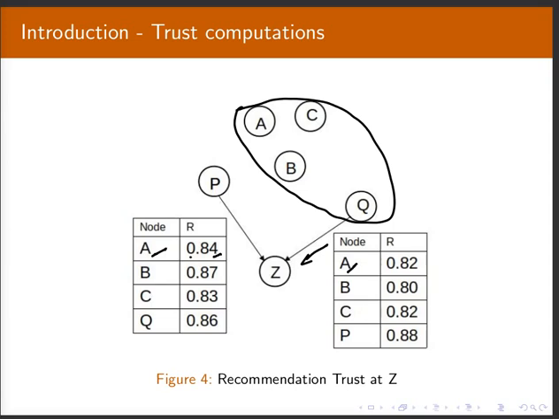So here it is 0.84 and here it is 0.82. So once it gets all the information, it fuses the information, and finally it gets the indirect trust value. So this is how the indirect trust will be computed.